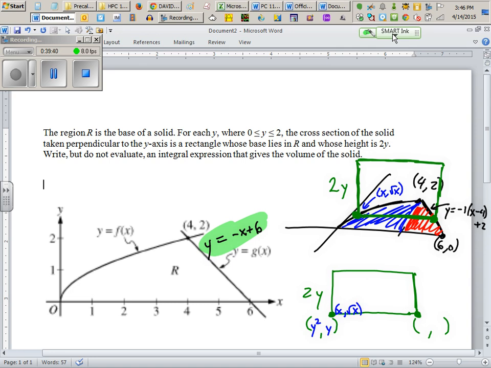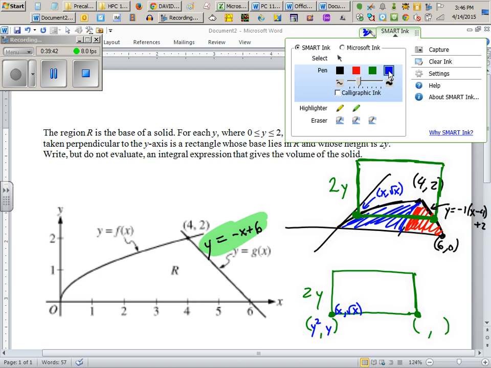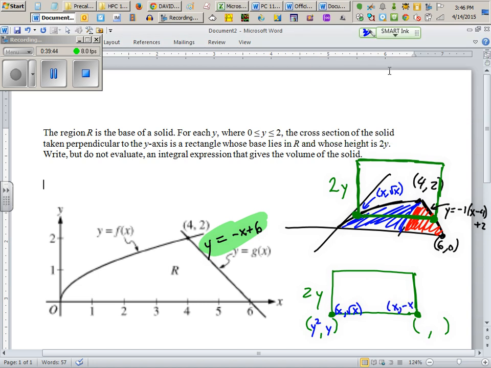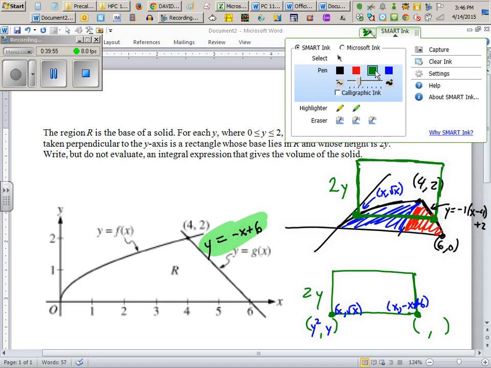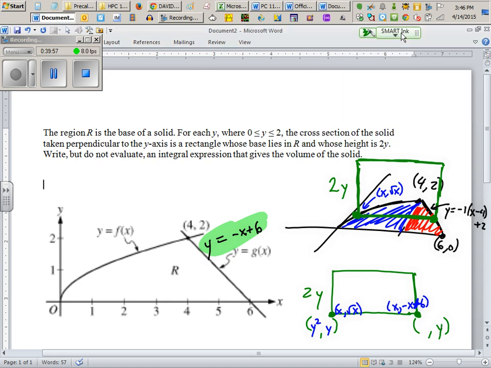So you can label this point as x comma negative x plus 6, or you could label it how? Something comma y. Can you think of how to label it as something comma y? 6 minus y. You're right.